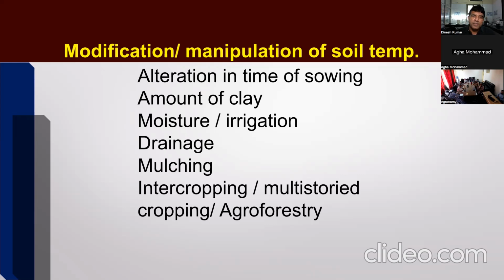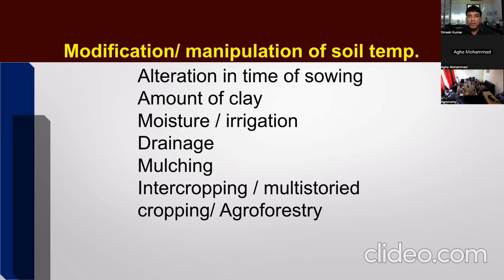Moisture and irrigation. In both cases, whether temperature is high or low, water application or light irrigation can be suggested. It will reduce the adverse effect of high or low temperature. Drainage: many times there is too much standing water in the field, maybe in the case of rice, then you can drain it out to reduce the high temperature effect, particularly during daytime. Daytime water will get more heat and it will further affect the growth of plants adversely. So drainage can be practiced.